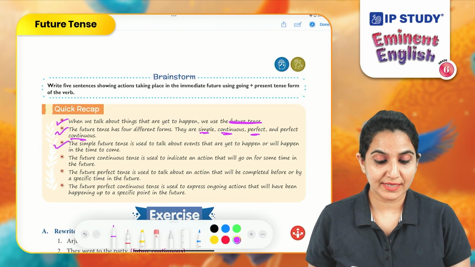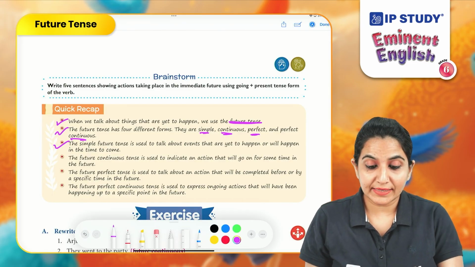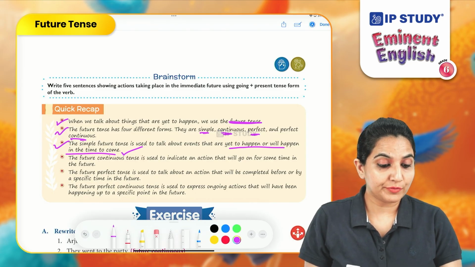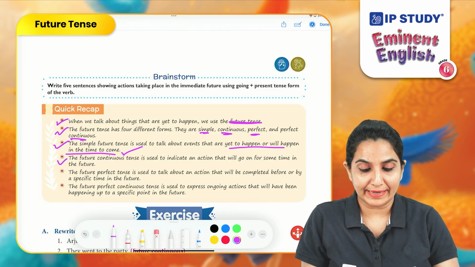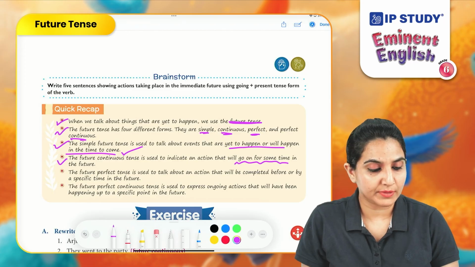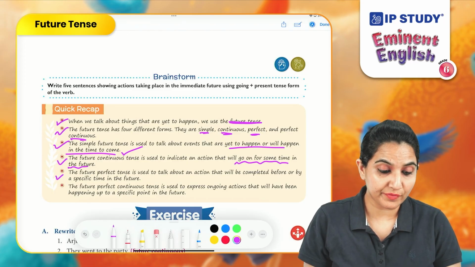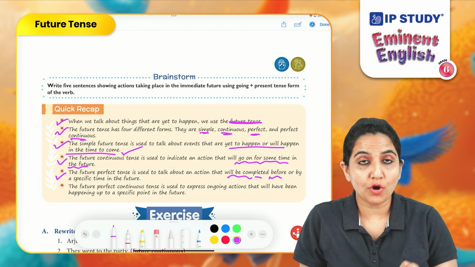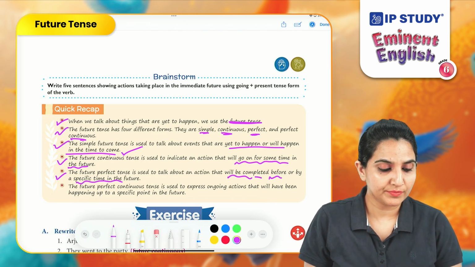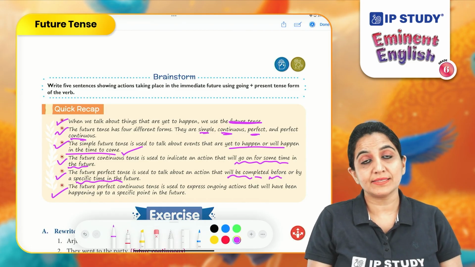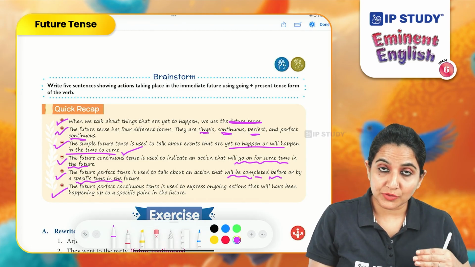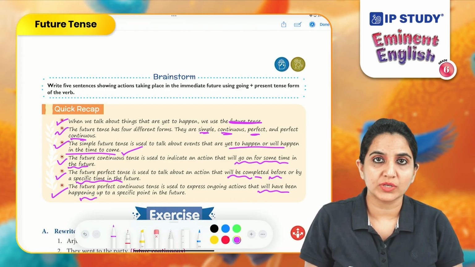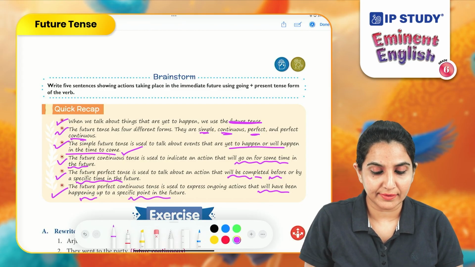The simple future tense is used to talk about events that are yet to happen or will happen in the time to come. The future continuous tense is used to indicate an action that will go on for some time in the future. The future perfect tense is used to talk about an action that will be completed before or by a specific time in the future, whereas the future perfect continuous tense is used to express an ongoing action that will have been happening up to a specific time or point in the future.